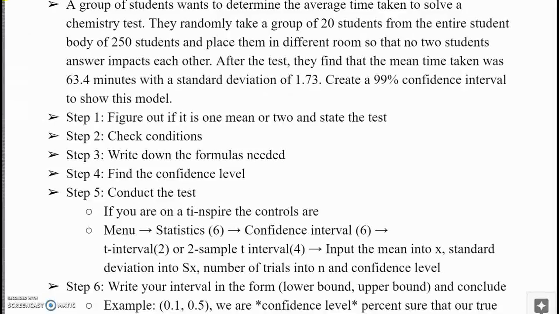So, information given, we need to figure out whether it's one mean or two, and we have to state the test. Or it could be matched pairs.